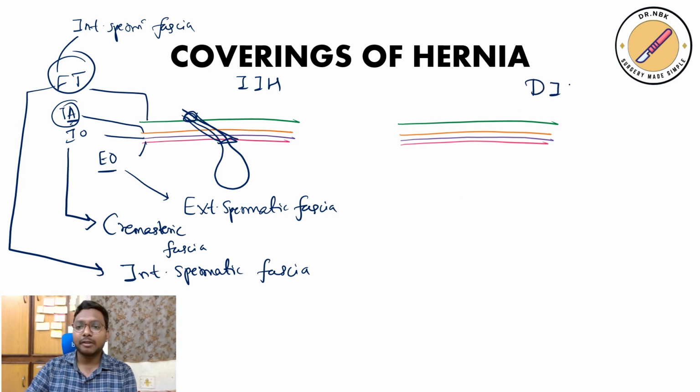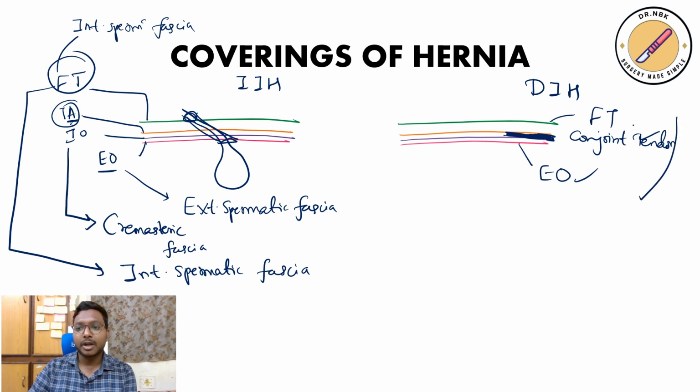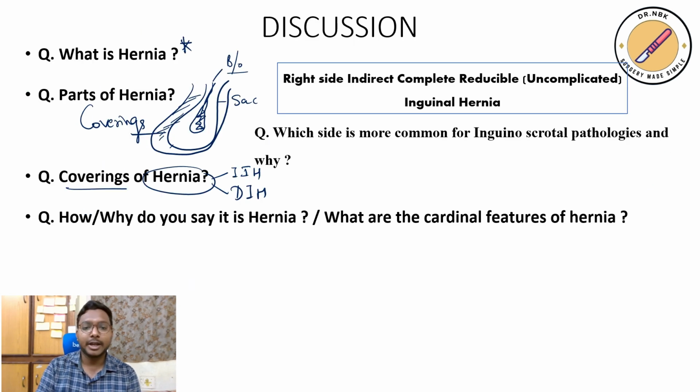Now, if you come to direct inguinal hernia, please understand it is directly occurring through the posterior wall because of the weakness. So here also in the medial aspect of the inguinal canal, this internal oblique and transverse abdominis are fused together to form a single structure called conjoint tendon. So you can remember the layers of direct inguinal hernia or coverings. One is external oblique, second one is conjoint tendon, third one is fascia transversalis. So these are the important coverings of the direct inguinal hernia, right?